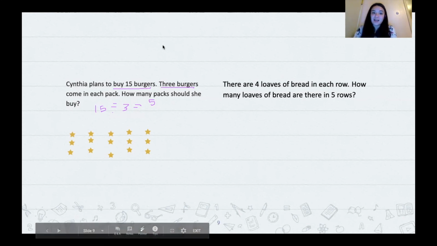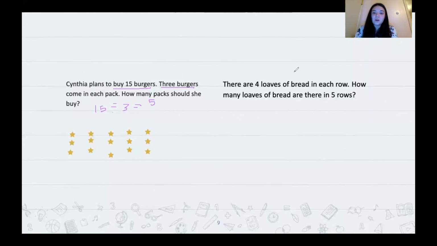All right, let's look at the last one. There are 4 loaves of bread in each row. How many loaves of bread are there in 5 rows? So again, important information, 4 loaves of bread in each row, total of 5 rows, and they want to know the total. So to solve this one, the strategy that I'm going to use is to create an array, because it's giving me rows and the number in each row, so it might be a little bit easier. So there are 4 loaves of bread and there are 5 rows, so I'm just going to draw that out.